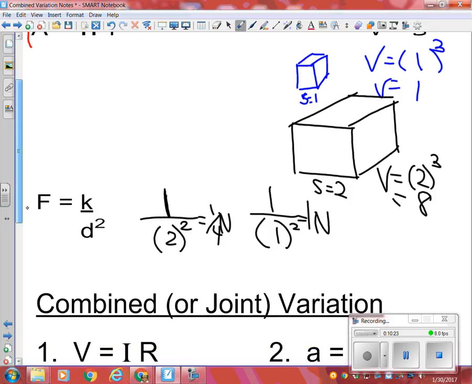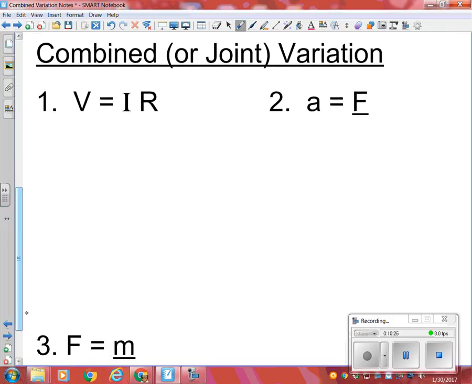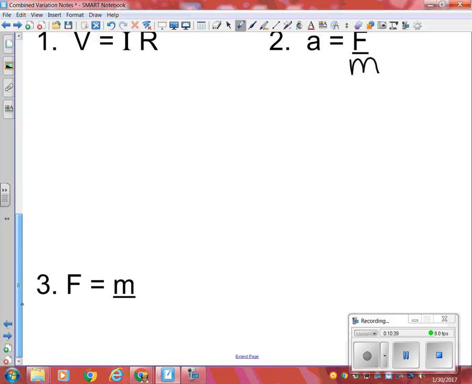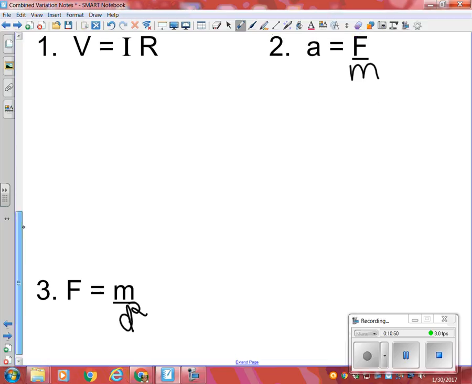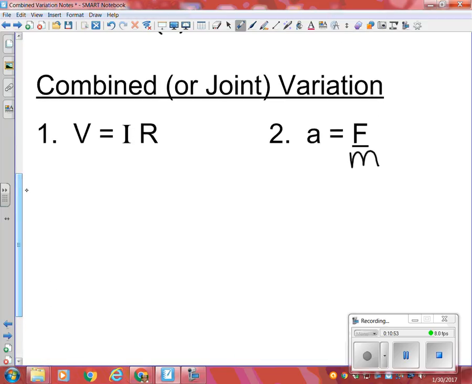I'm going to move on. Voltage equals. Okay. This is Ohm's law. I did forget to finish my fractions, so I need you to grab your pencils and write these in. A is equal to F over M. And F is equal to M divided by D squared. Okay. This is Ohm's law.